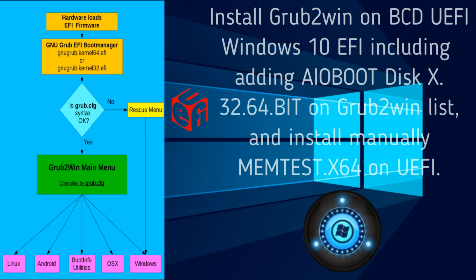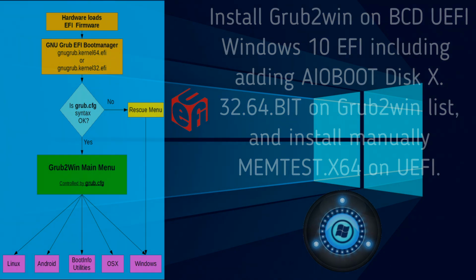Install Grub2Win on BCD UEFI Windows 10 EFI, including adding AIO boot disk x32/x64 bit on the Grub2Win list, and install memtest.x64 manually on UEFI.